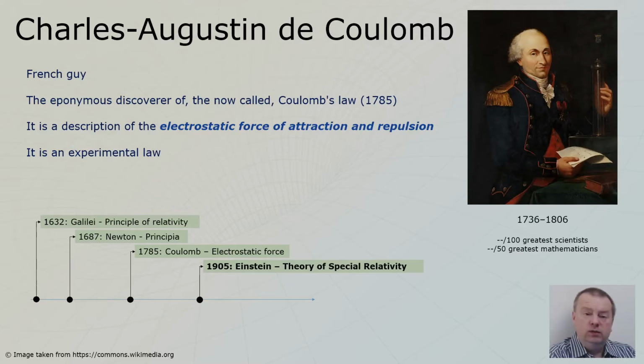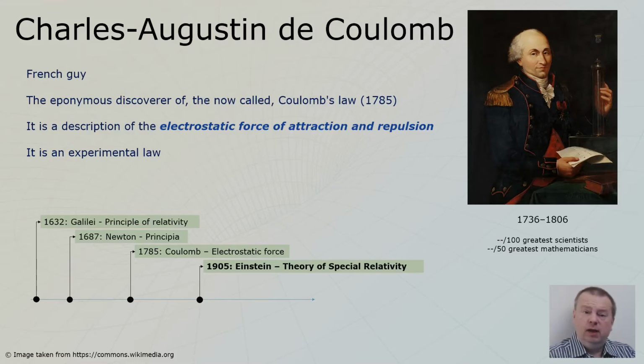So where are we on the timeline? I like to give you a feel of where we are in the timeline. If we look at Einstein, the top of the mountain, that will be in 1905. And today we are at 1785. And we discussed Galileo Galilei before, and he was from 1632 when he discussed the principle of relativity.